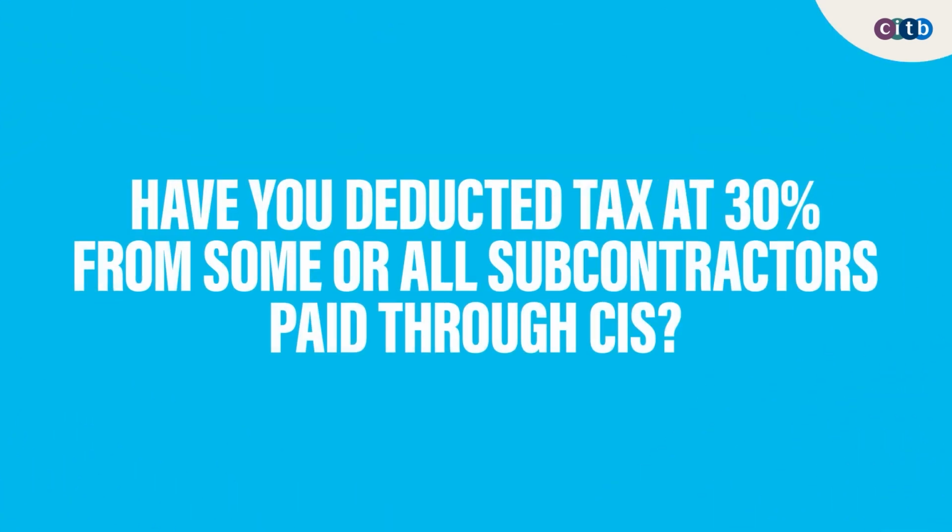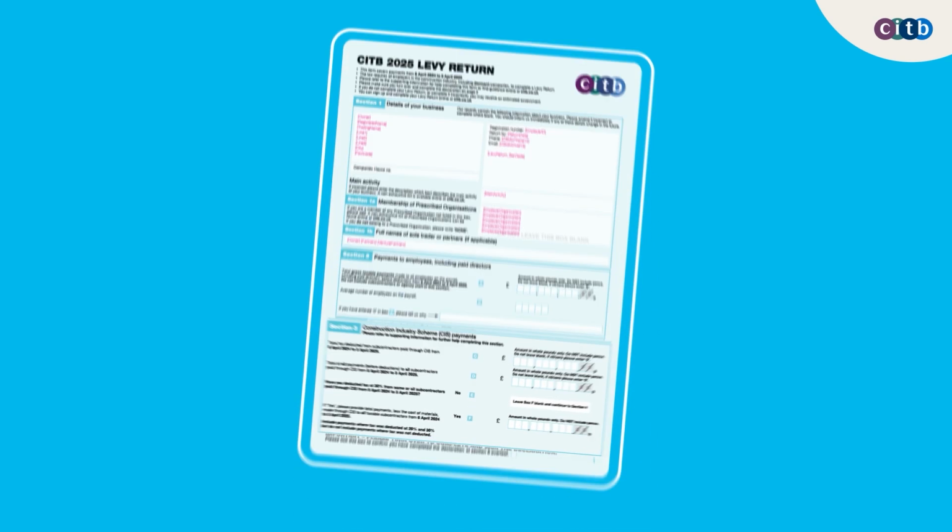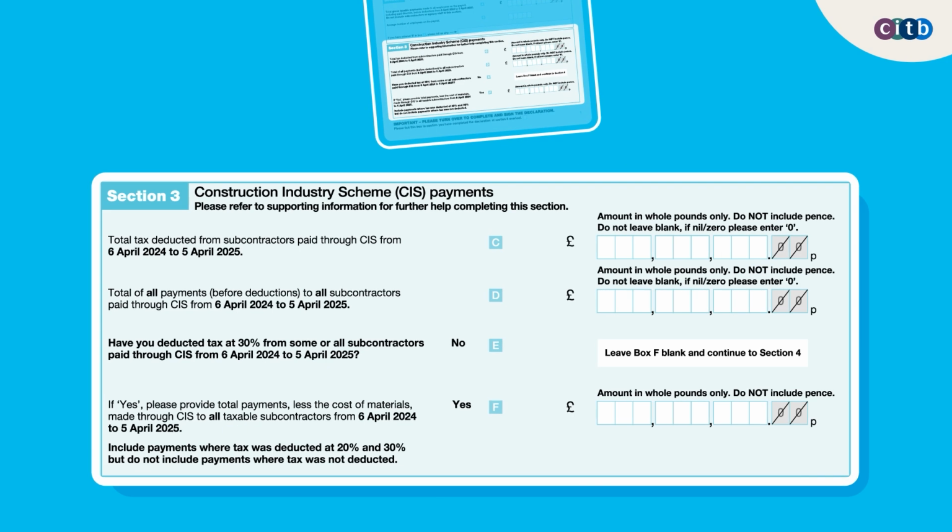Have you deducted tax at 30% from some or all subcontractors paid through CIS? If your business has deducted 30% tax from any of your subcontractors in the financial year that corresponds to the levy return you are completing, you then provide the total payments made through CIS to all taxable subcontractors, minus any payments for materials. This enables us to accurately calculate your levy payments, ensuring that you do not overpay.